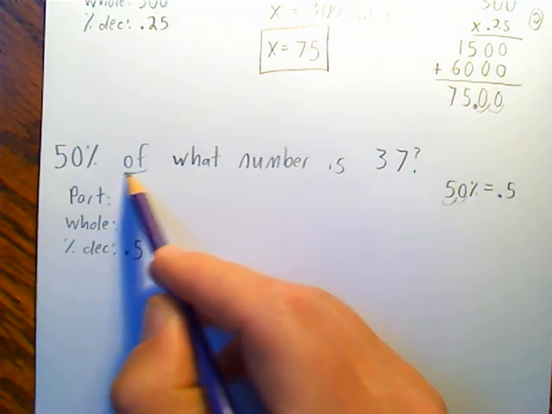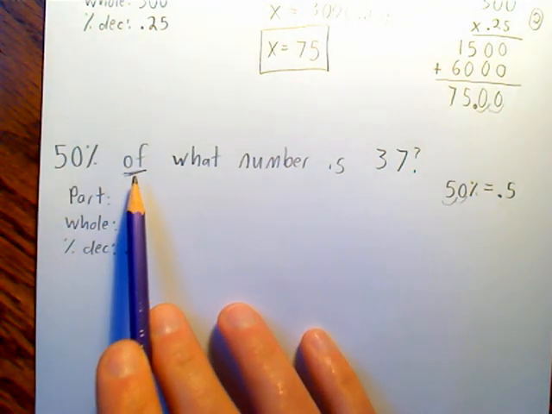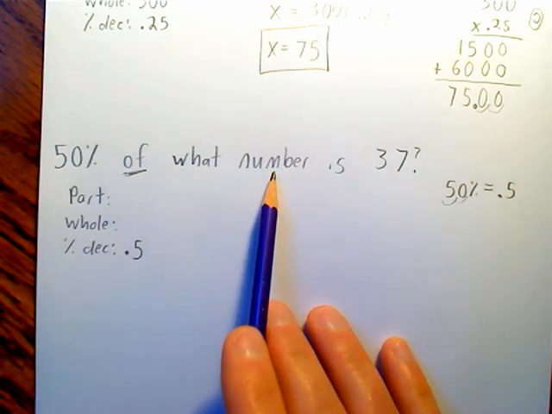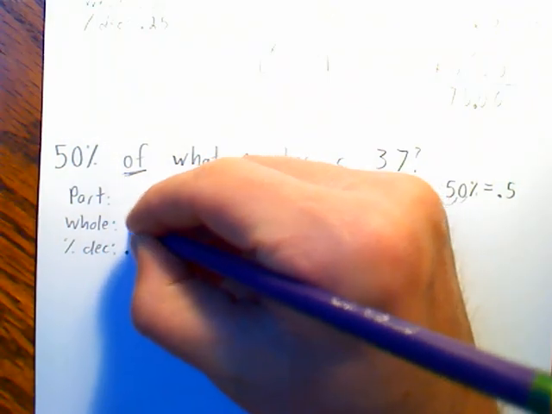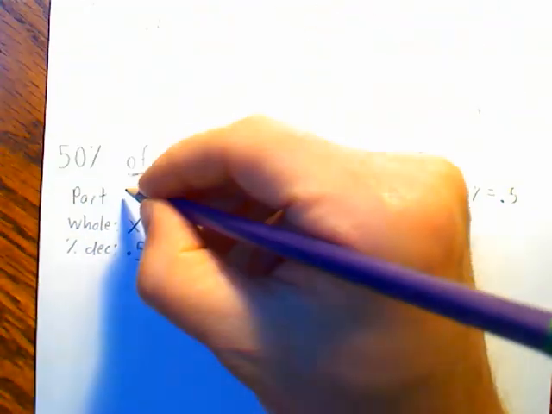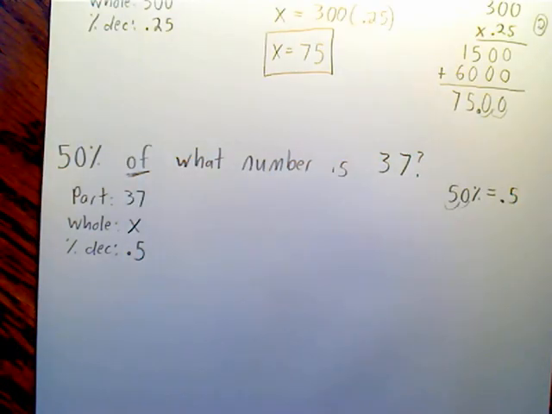Remember, the of is our key indicator, and that's going to tell us where our whole is, or our total. And right now it says what number. So we don't know what that is, so we're going to leave that as x. Process of elimination, that means 37 has to be our part. So great, I've got all my components.